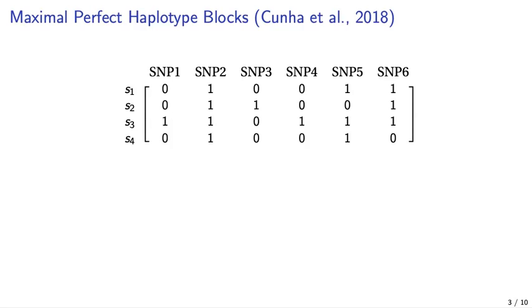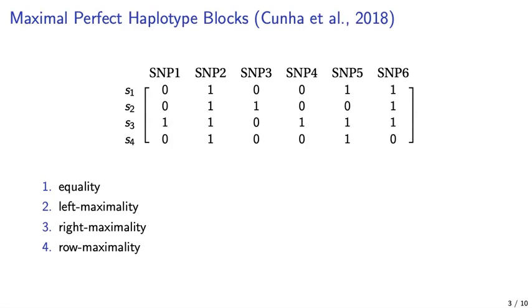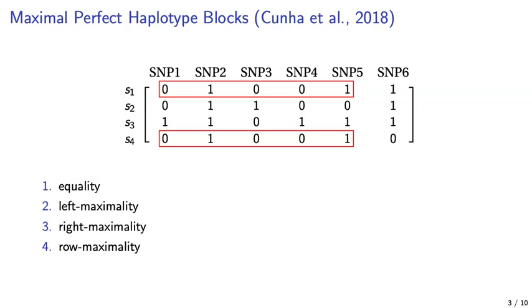To find our haplotype blocks, we look for subregions of rows and columns where each row is exactly equal and can't be extended by adding more columns or rows. Let's see what this means using an example. These two rows are indeed equal, and so they satisfy the first condition. There's nothing to their left, so they're left maximal. On the right, we couldn't add another column to the block without breaking equality, so they are right maximal. And we can't add either row. So yes, this is a block.